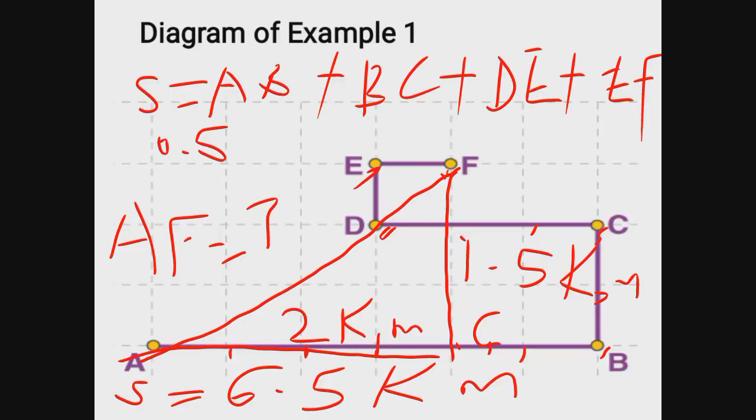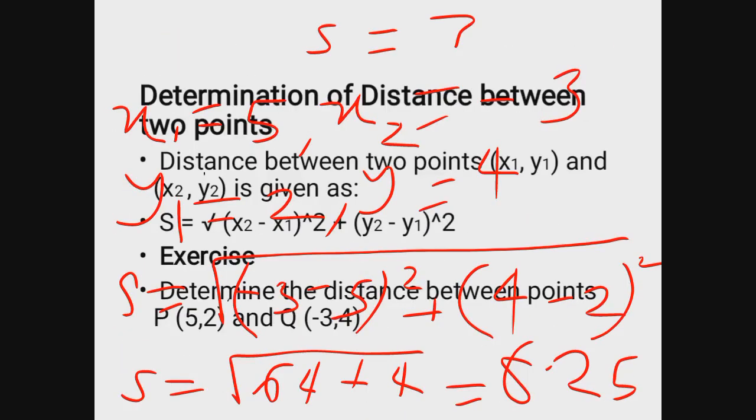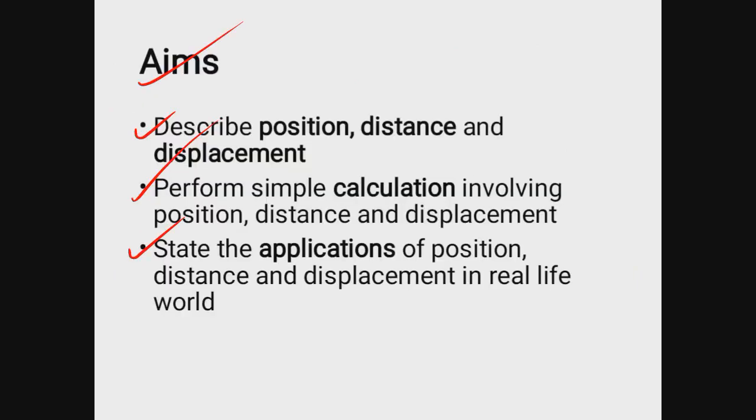So far, we've been talking about position, distance, and displacement. And at the commencement of the class, we highlighted the aim of the class, which is that by the end of this lesson, students should be able to describe position, distance, and displacement. And I believe by now, if you have followed what we have been doing so far, you should be able to describe them, and also perform simple calculations involving position, distance, and displacement. At least we've tried some examples.